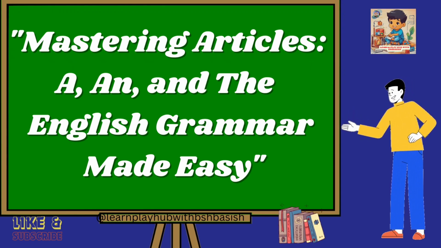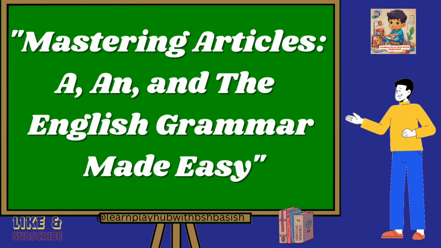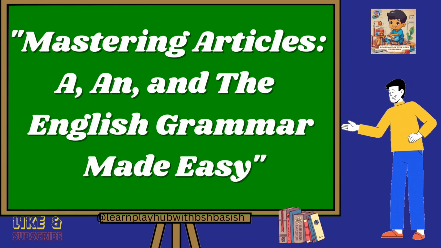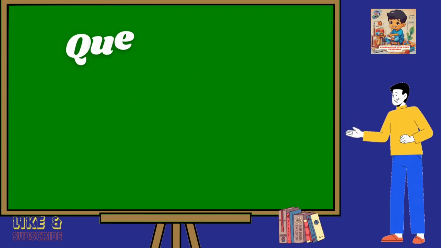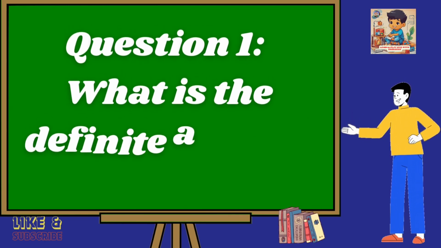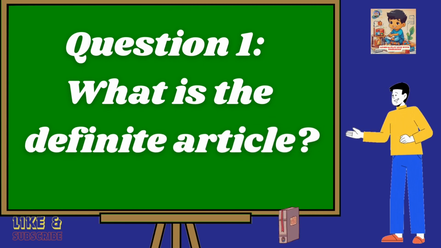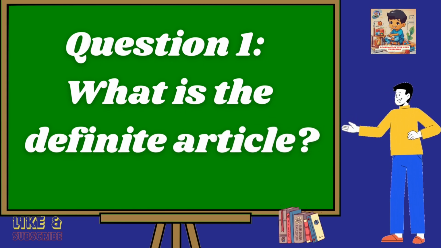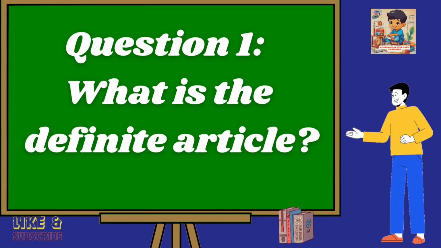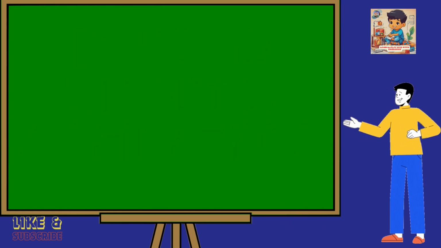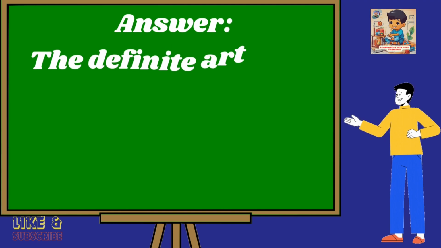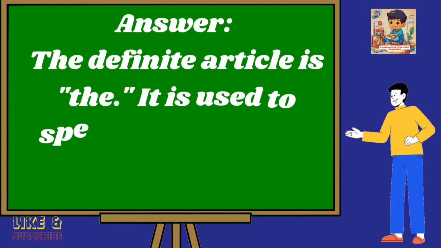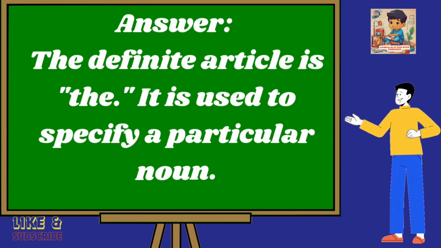Mastering articles a and the. English grammar made easy. Question 1. What is the definite article? Answer. The definite article is the. It is used to specify a particular noun.